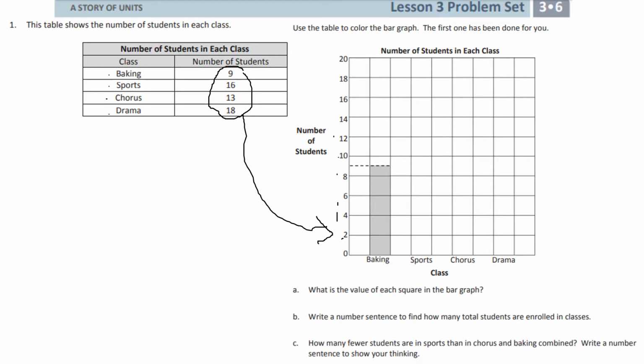So what you're going to do is write the value of each square in the bar graph. We know it's 2. But write that in a complete sentence if you can. Then you're going to write a number sentence to find the total number of students enrolled in classes. We want the total number, that is big, total students. And then finally, how many fewer students are in sports than in chorus and baking combined. Then write a number sentence again to show your thinking. And remember, a number sentence is a math problem.